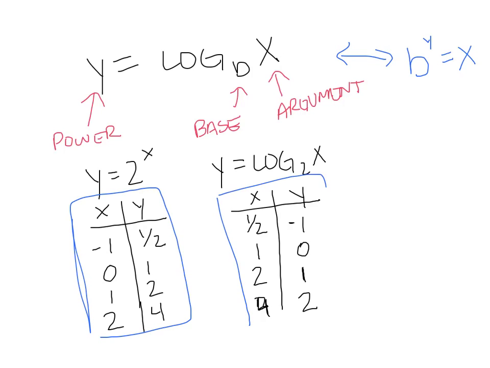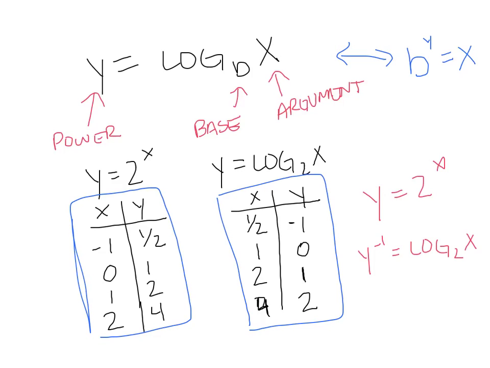Now if we look at these two tables, the table for y equals 2 to the x, and the table for y equals the log base 2 of x, they're inverses of each other. So if I were to ask you to find the inverse of y equals 2 to the x, the inverse function is the log base 2 of x. These two are closely related. We're going to be looking at a lot of properties of logs and ways to solve logs, and it's all going to relate to the properties of exponents.